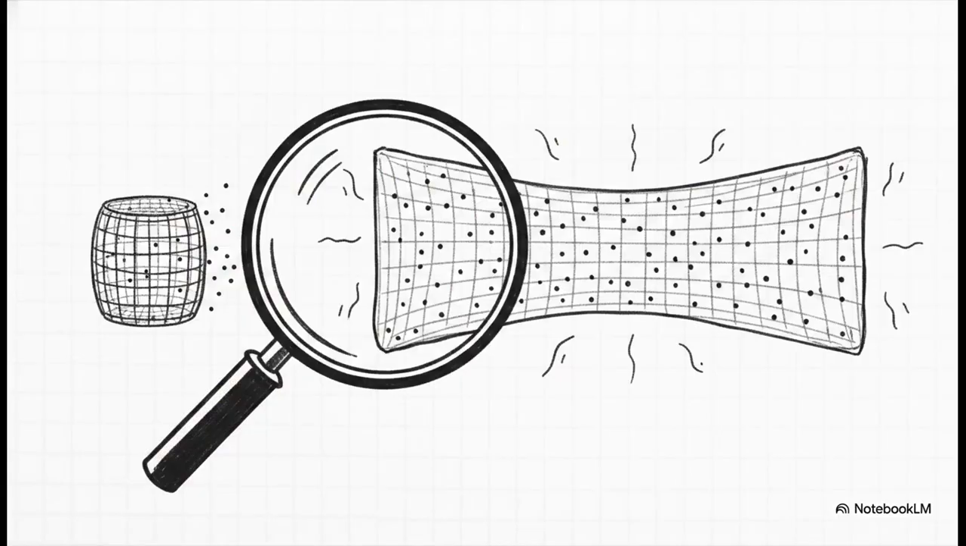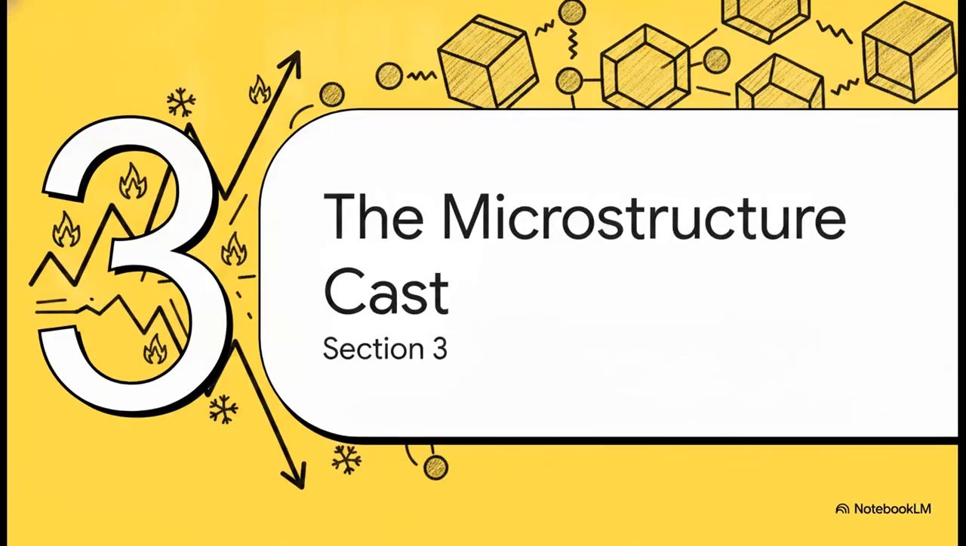And you know what? That specific gap in carbon solubility between ferrite and austenite is the single most important fact in the entire iron-carbon system. Seriously. The fact that hot austenite can just soak up a ton of carbon while cold ferrite totally can't, well, that's the foundational secret that makes literally all heat treatment possible. Okay, onto Section 3, the microstructure cast.